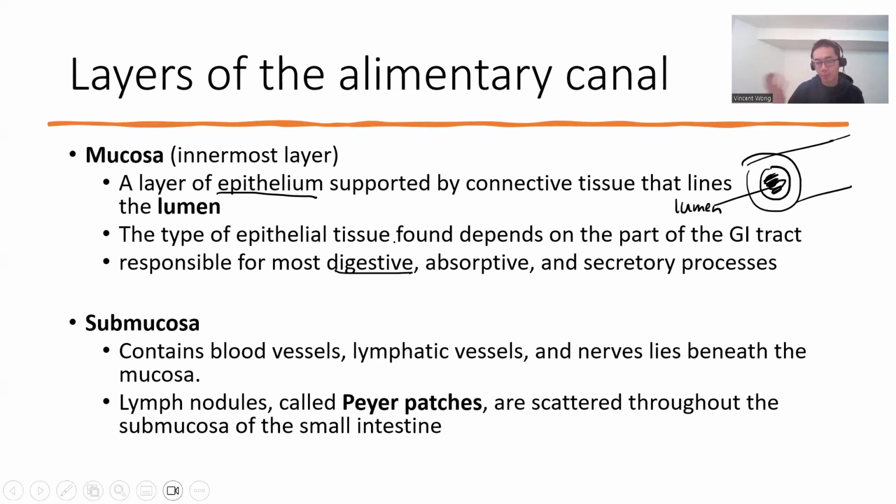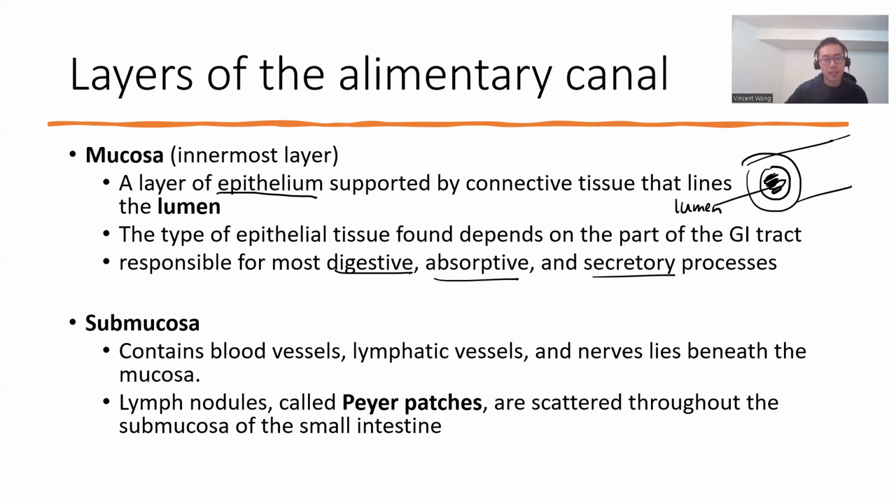Digest is obvious. It means it breaks down the food. Absorb the nutrient. And secretory means sometimes we have to secrete some kind of mucus, some kind of acid in the stomach, for example, right? All these things that involve secretion of some kind are also happening in the layer of the mucosa. So even though we are receiving secretions from the accessory organs nearby, the GI tract itself is capable of making some secretion by itself.